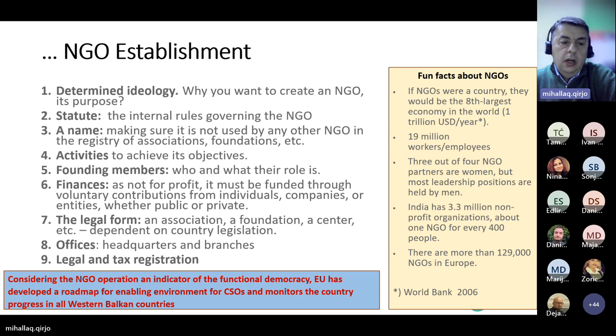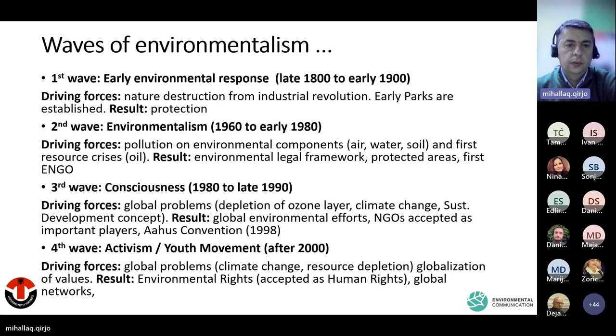NGOs are also very important actors for the EU, and they do have a special program. They have also developed an enabling environment document, which monitors how the country institutions in each Western Balkans country support NGOs' work. It's called Enabling Environment for the Civil Society Organizations. So it's one of the criteria that our countries should fulfill on the road towards the EU.